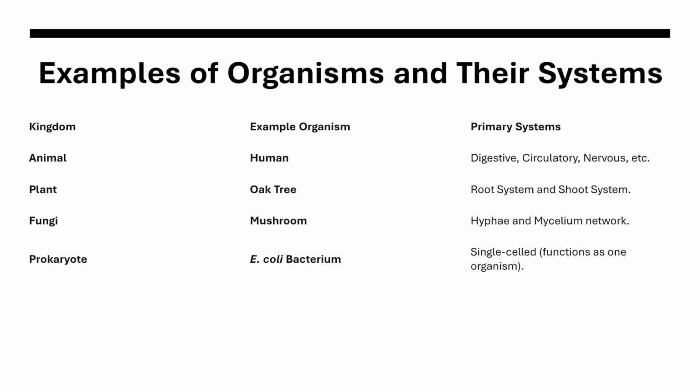These are the examples of organisms and their systems. Okay. Animal example is human, plant example is oak tree, fungi example is mushroom, and prokaryote example is bacterium. Okay, E. coli, that is a bacterium name. Okay, a species.